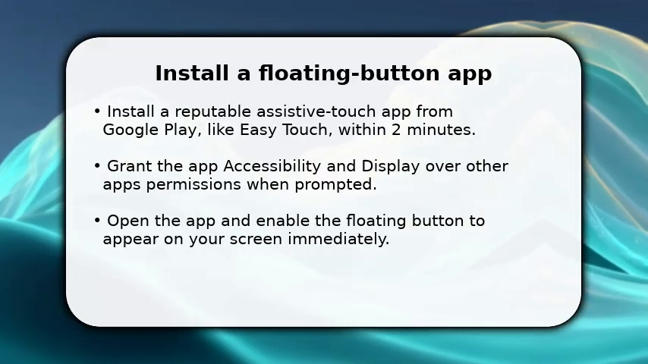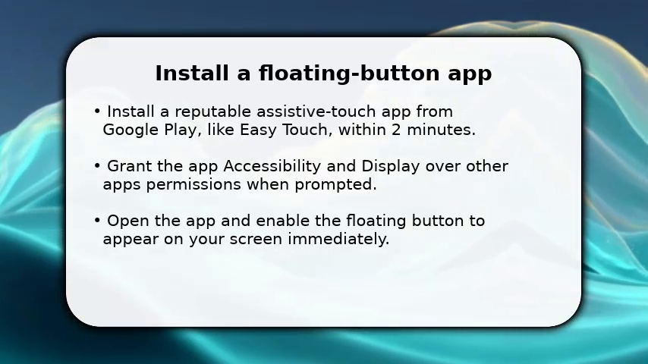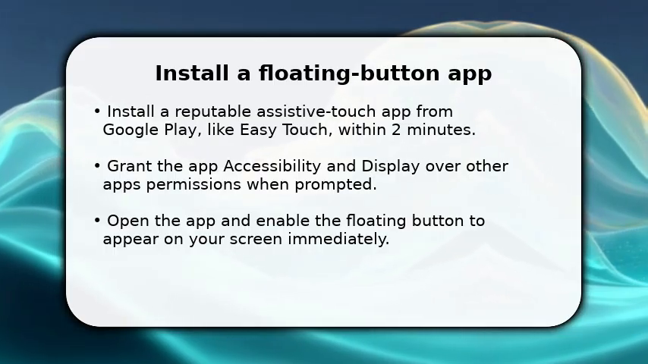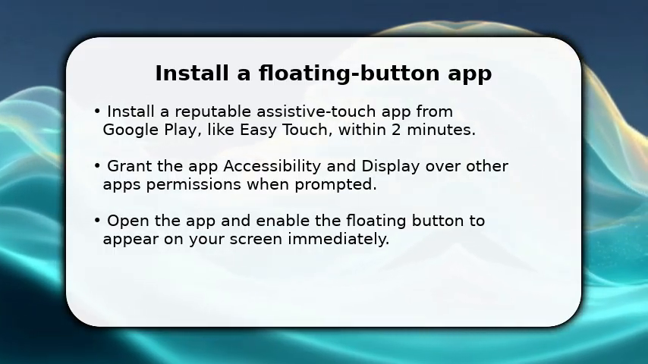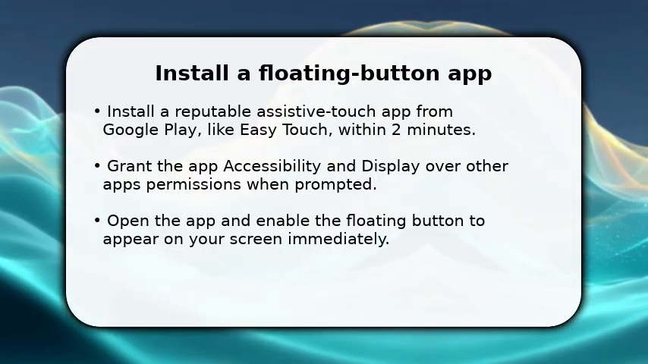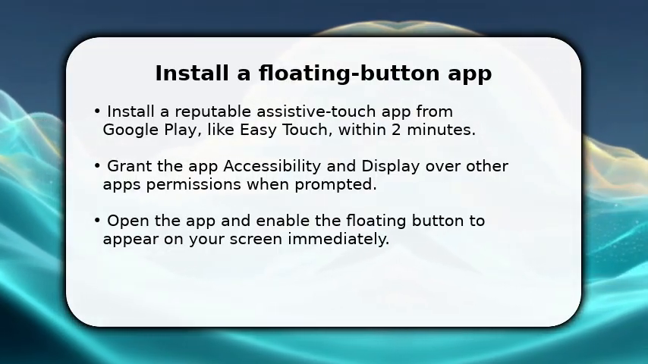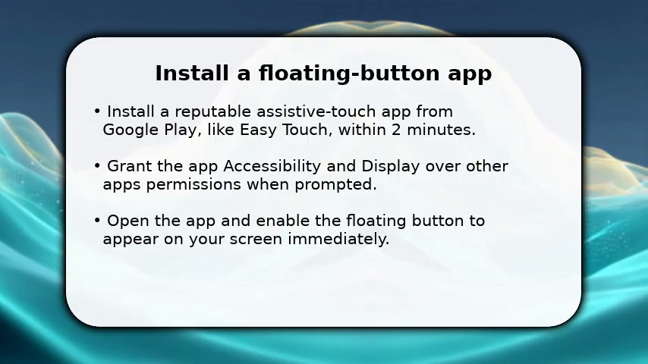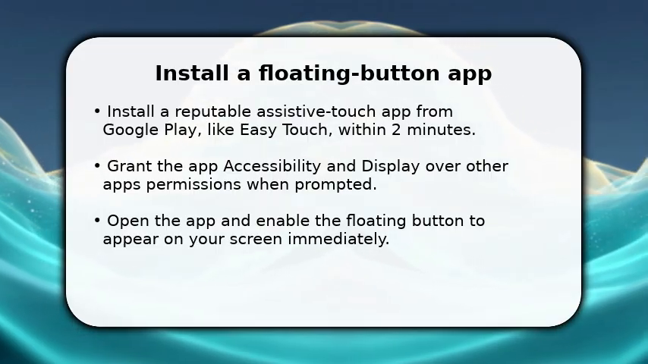The app will ask for accessibility permission. Grant it to enable button actions. Next, allow display over other apps permission so the button floats on top. After permissions are set, the floating Assistive button appears on your screen automatically and is ready to customize.